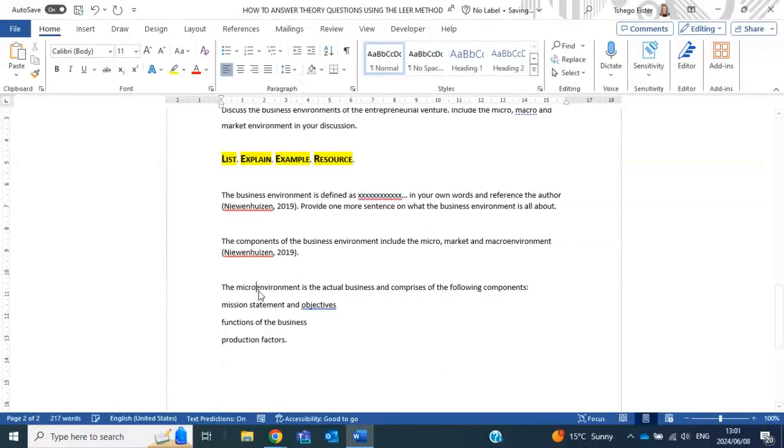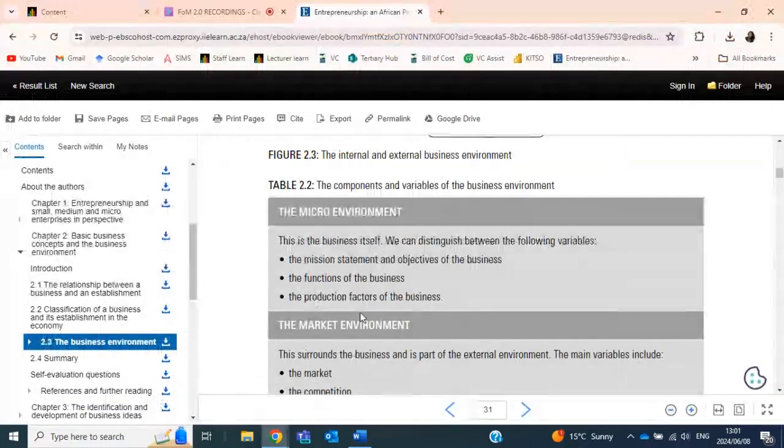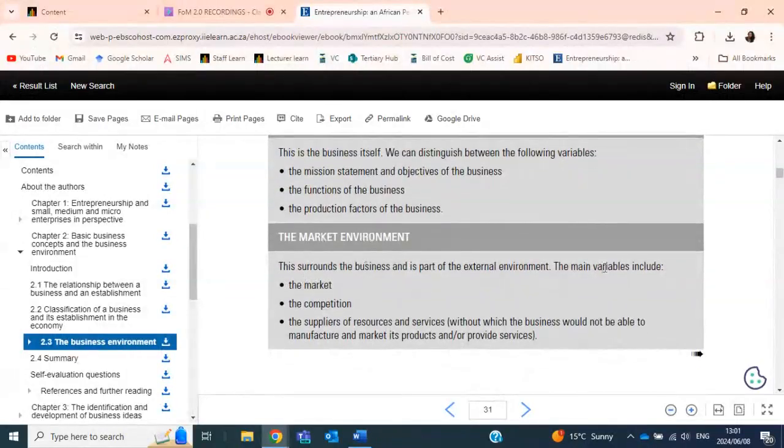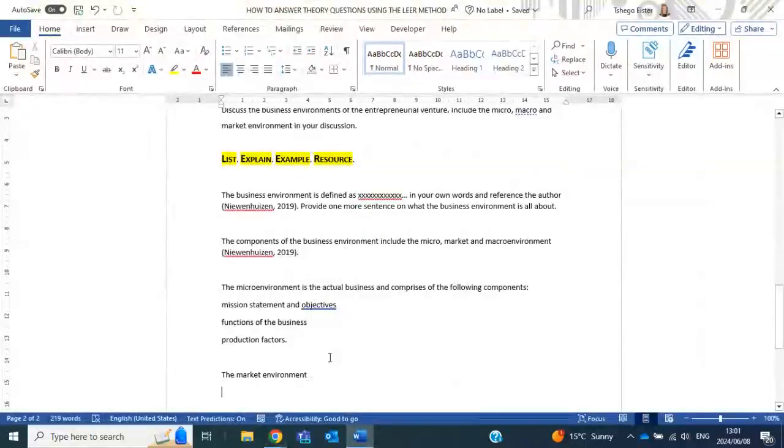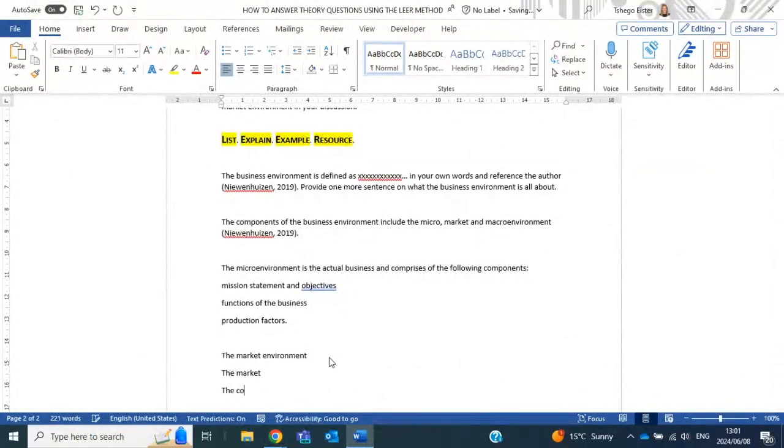Then we know that we also have the market environment, and for that you will do the same thing. So for the market environment, you will say the market environment consists of the market, the competition, and the suppliers, right?